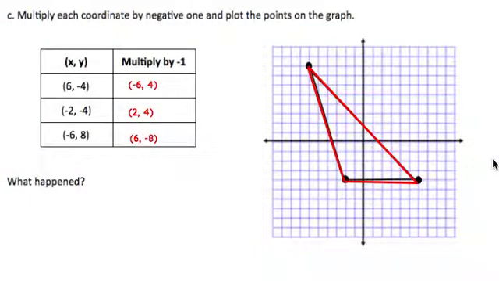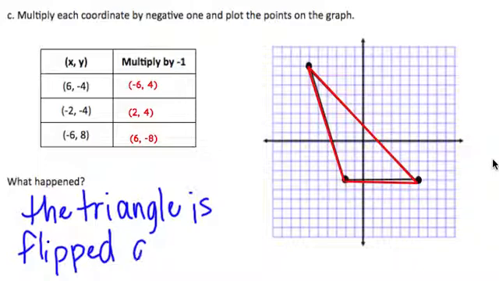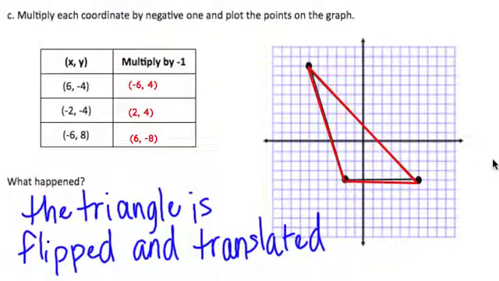And so what happened was the triangle is flipped or reflected, and it was also translated. Remember, translated means that it just moves up or down, left or right. So when we multiply everything by -1, that's what happened. The triangle flipped or reflected, and then it moved, so it was translated.